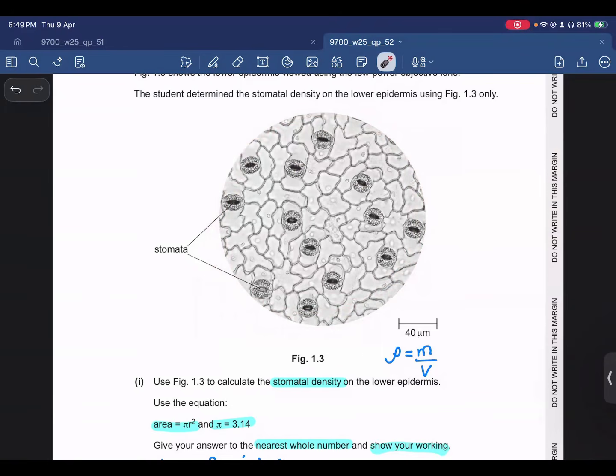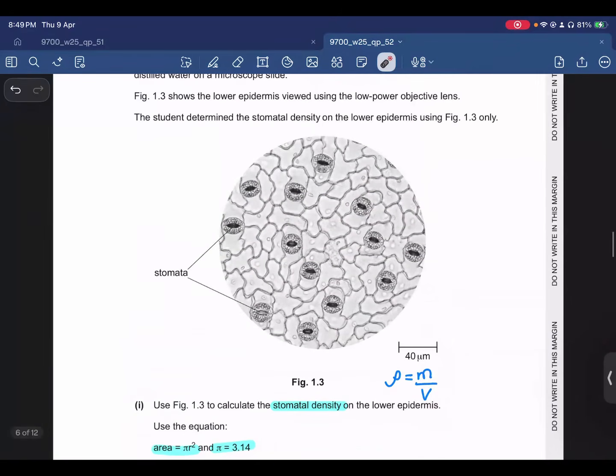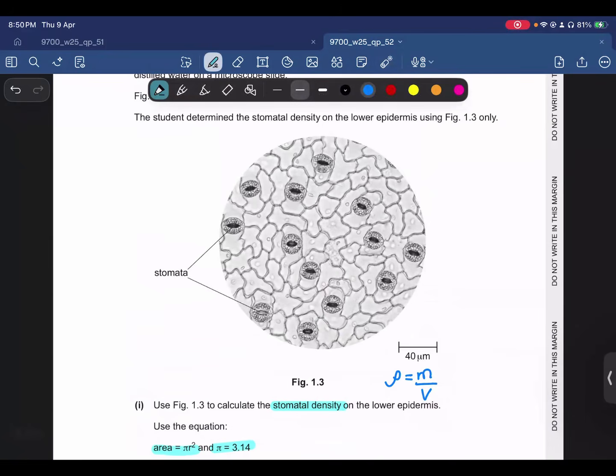Yeah, so it's the same thing: if we now use 13 stomata as the number, you need to take into account the magnification. Could you tell me what's the magnification used over here? How do we calculate magnification? It's going to be the image size over the actual size. Absolutely. And here look at this. You have a scale bar. What is the scale bar representing?